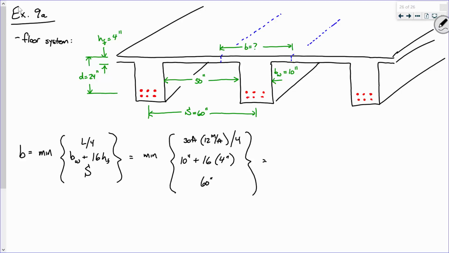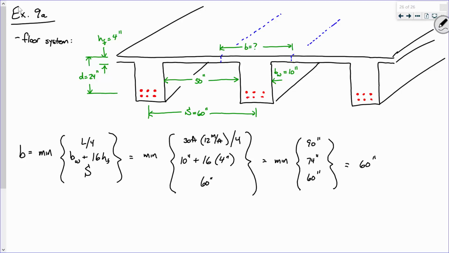All right. So the minimum of what? What's the top value? 90. What's the middle one? 74, and then 60. So in this instance, it was 60. It could have easily been one of the others.